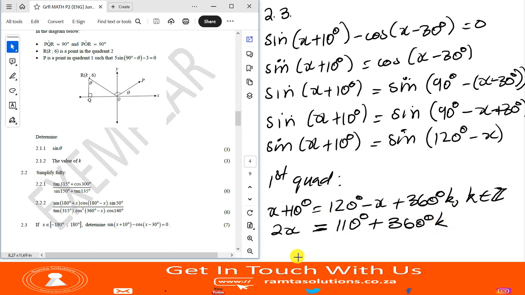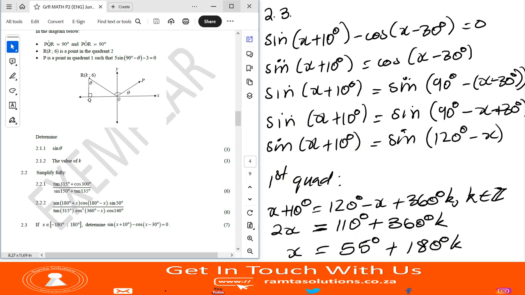I have to divide by 2 throughout. It will become x equals, I believe it's 55 degrees plus 180 degrees k. All right, this is it. Now, sine is also positive in the second quadrant. So I'm going to go to the second quadrant.